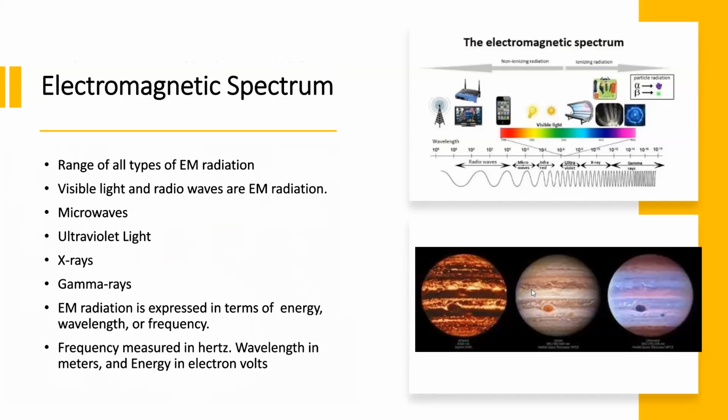So this picture on the bottom is Jupiter taken in different wavelengths. The one in the middle is how we would normally see it, which is with a visual lens, and the one on the left is taken with a microwave, and the one on the right is taken with an ultraviolet.